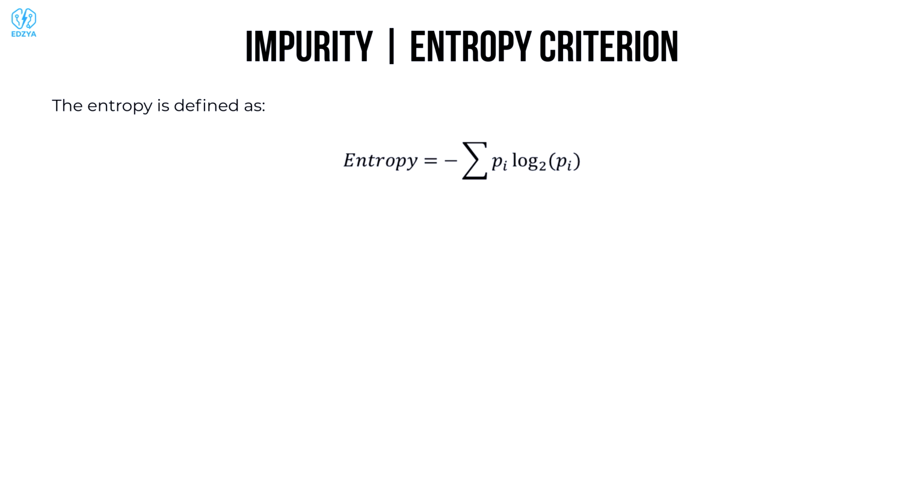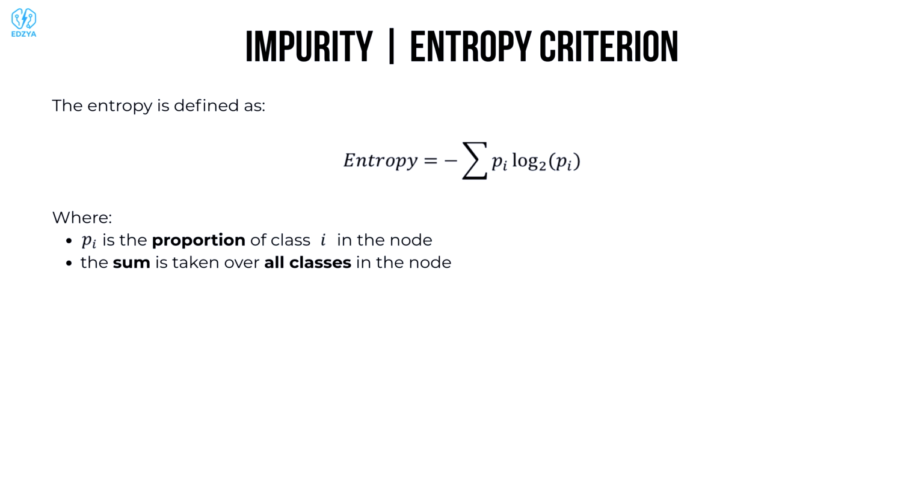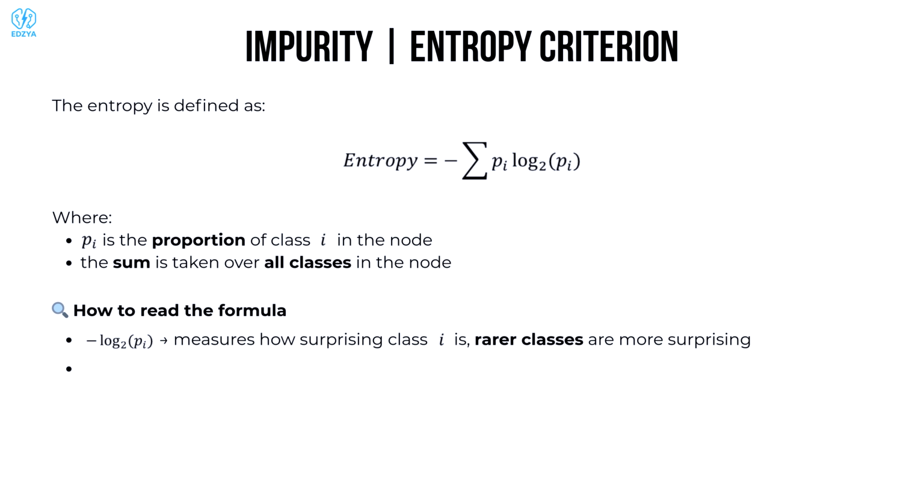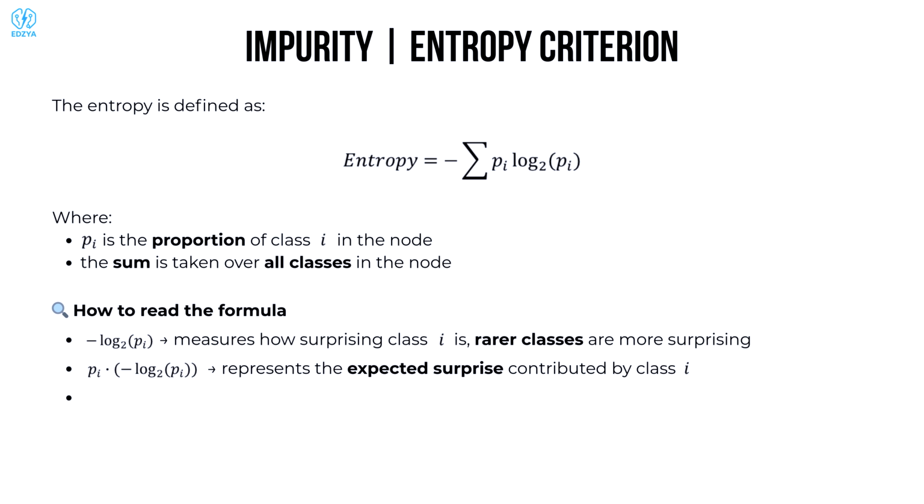Entropy is defined as the negative sum of p sub i times log base 2 of p sub i. Here, p sub i represents the proportion of class i inside the node. The sum is taken over all classes present in that node. The log term measures how surprising a class is, with rarer classes being more surprising. Each class contributes its probability multiplied by its level of surprise. When summed together, this gives the average uncertainty of the node. That average uncertainty is exactly what entropy measures.